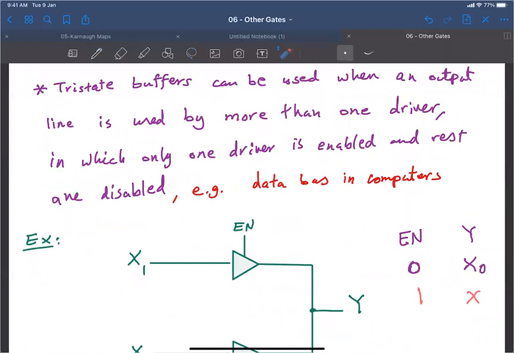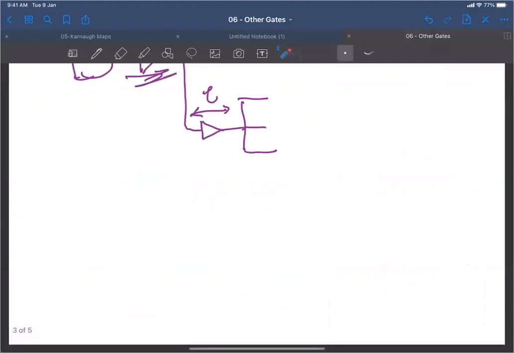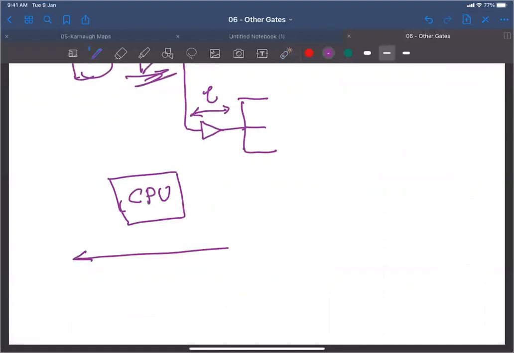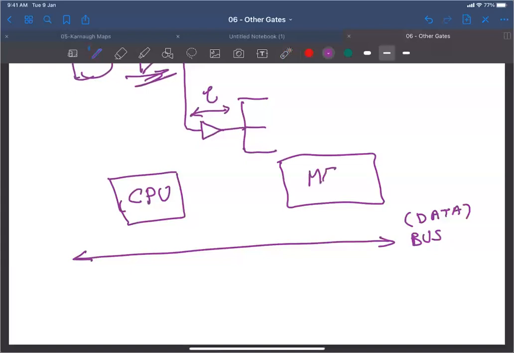So tri-state buffers are used in computers. For example, in computers we have what we call the central processing unit, and then we have what we call a bus. Let's call it data bus, for example. Then we have the memory. Just a simplistic design here.